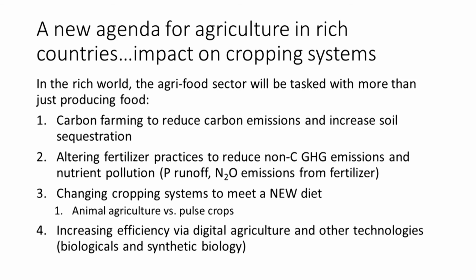So what does that mean? It means something perhaps like farming to reduce carbon emissions and increase soil sequestration. So you're not necessarily producing food, but you're trying to farm carbon, sequester it, and reduce emissions. It might mean something like changing cropping systems to meet a new diet. Again, if people stop eating meat, I'm not predicting that this is going to happen, but if people stop drinking milk or what have you, cropping systems will have to adapt. And they already have in the past.